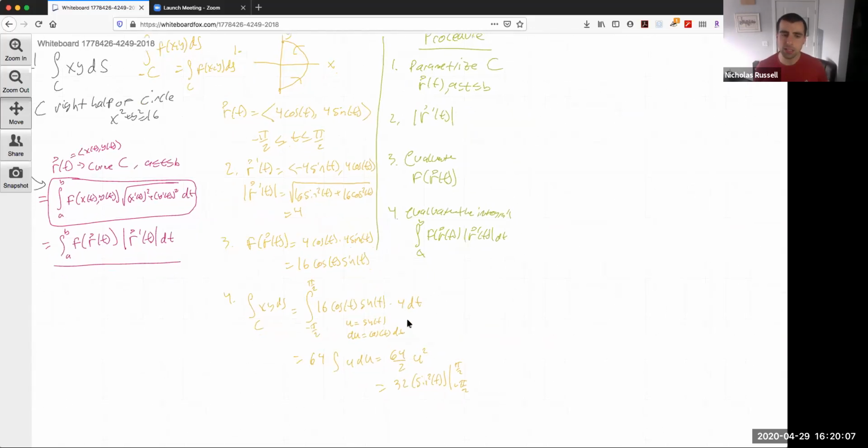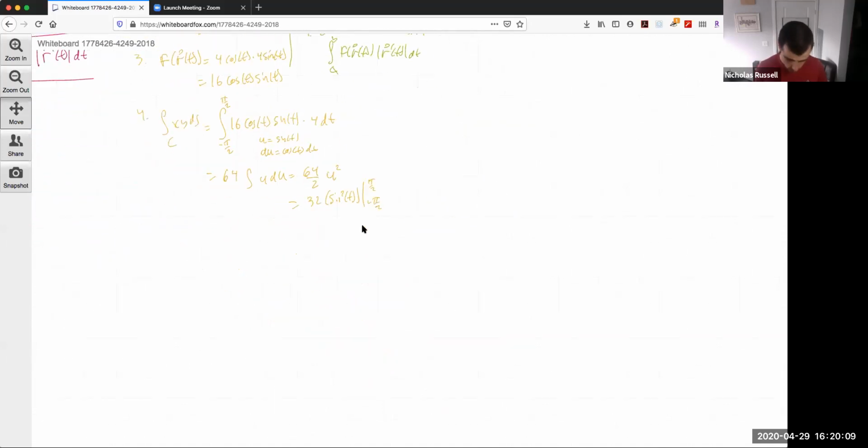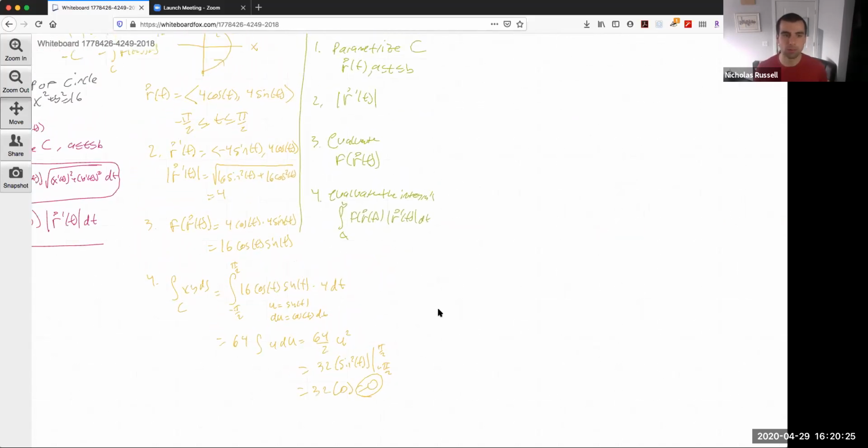And what's interesting here, if I evaluate this now, it comes to 32 times, well, sine squared of pi over 2 is equal to sine squared of negative pi over 2. So this entire thing just becomes 0. And so my answer is 0.